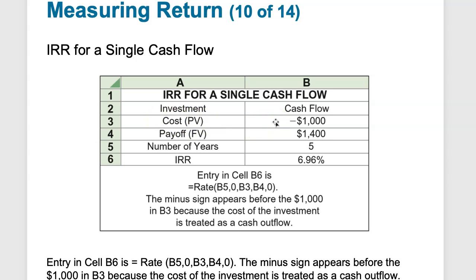It's a negative amount. When we receive our money back at the end of a 5-year period, this is the payoff, the future value, meaning in 5 years, we're going to get $1,400. And then we have the number of years, which is 5. If we put these inputs into the rate formula, using the cell positions shown here, we'll be able to calculate an internal rate of return of 6.96%.